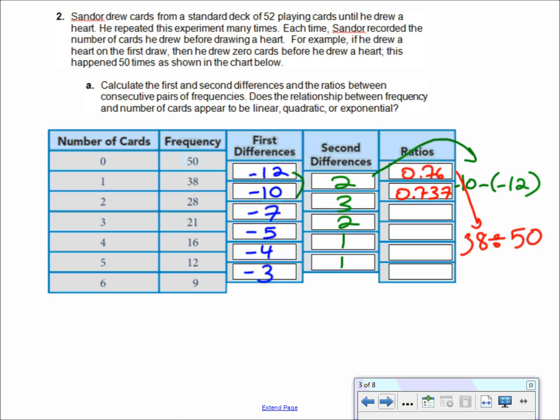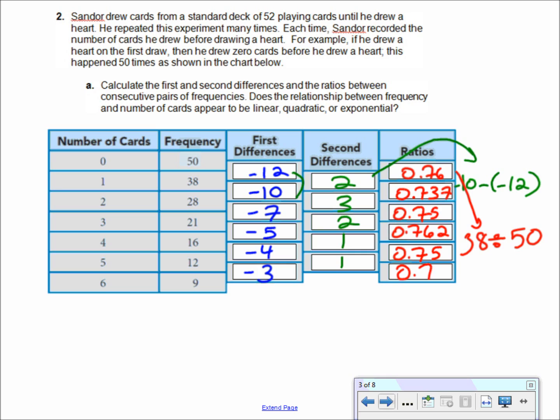Sorry, now 21 divided by 28, 0.75. 16 divided by 21, 0.762. 12 divided by 16, 0.75. And 9 divided by 12, 0.75.